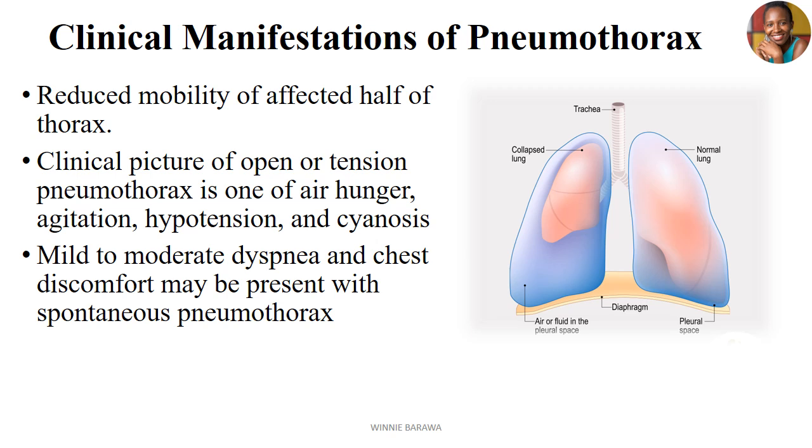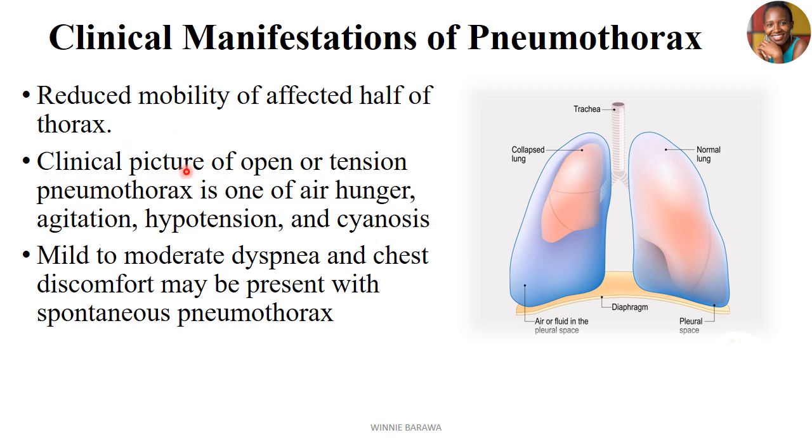The other manifestation you need to look at is reduced mobility of the affected half of the thorax. That is, look at the rise and fall of the chest, because when it comes to chest symmetry, we're supposed to see equal rising and falling of the chest. However, in a client who has pneumothorax, you will observe that only one side of the chest is rising and falling as required. This tells you there is reduced mobility of the thorax, because one side is not moving properly.